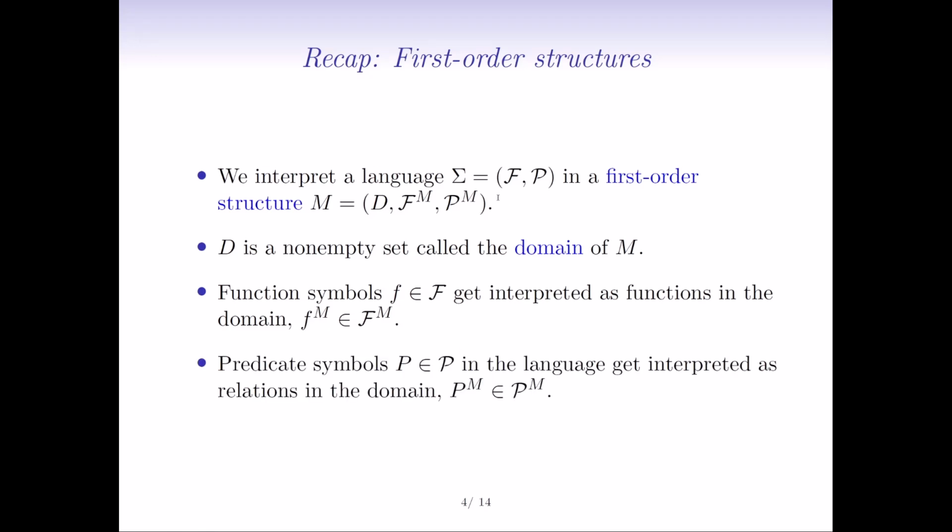And similarly, P^m is the collection of interpretations of the predicate symbols in the set curly P. And so remember that the interpretations of predicate symbols are predicates or relations. So, for example, a binary predicate symbol in the first order language should get interpreted as a binary relation on the domain.